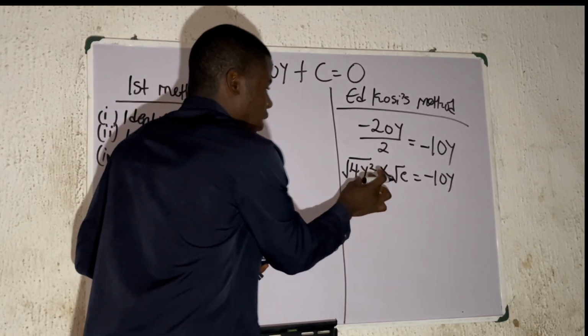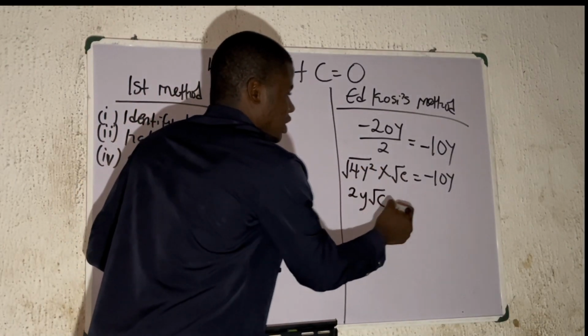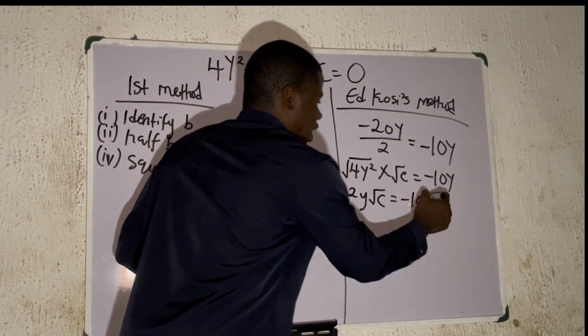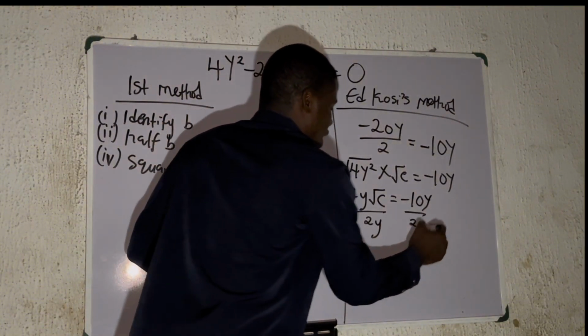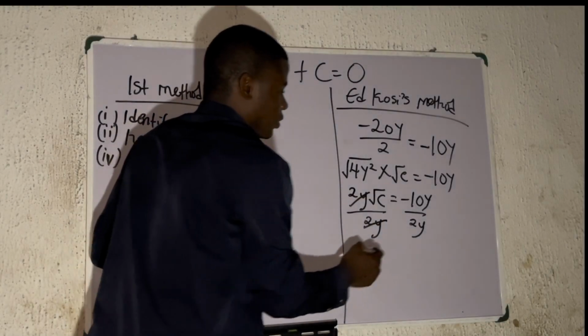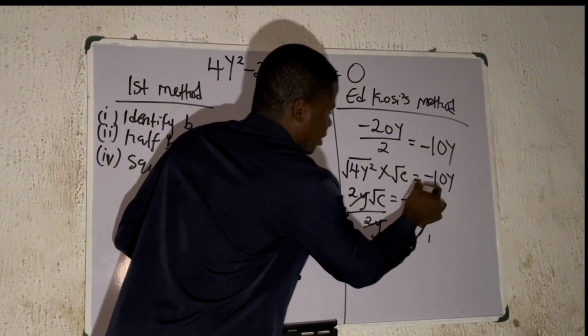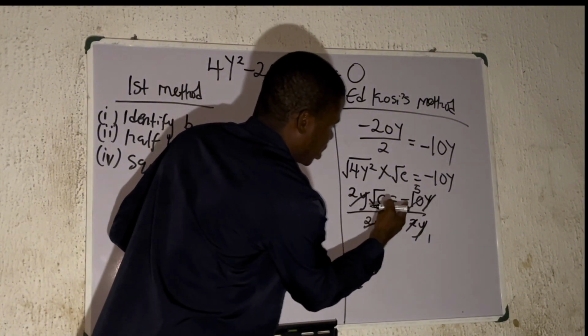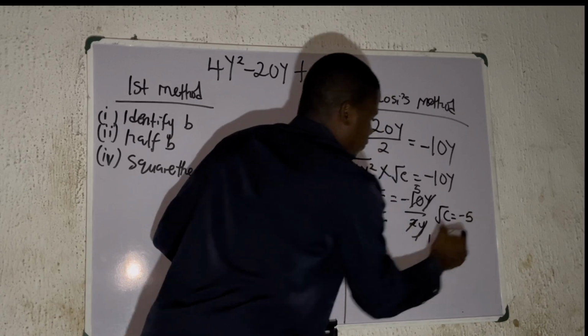Now, the square root of 4y squared is 2y, times the square root of c, is equal to minus 10y. When I divide both sides by 2y, 2y cancels 2y, so y cancels y, 2 divided by itself is 1, and 10 divided by 2 is 5. So I have that the square root of c is equal to minus 5.